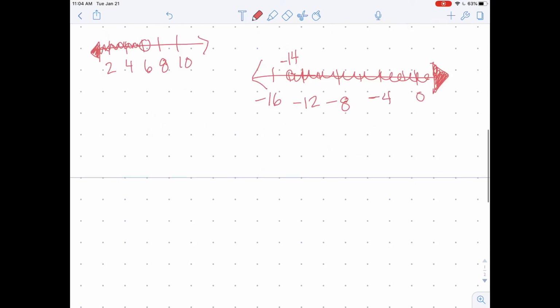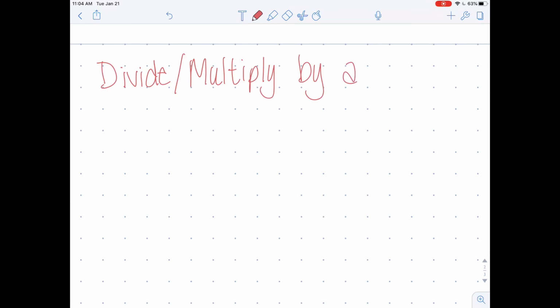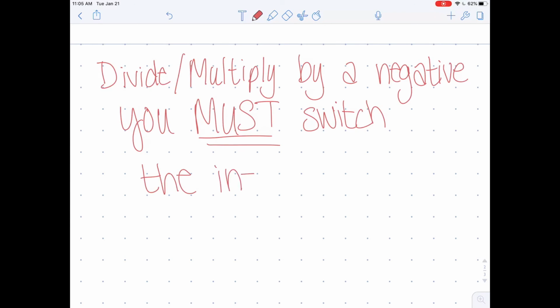And that's it. So, the only important rule is that if you divide or multiply by a negative number, you must switch the inequality. So if it's greater than, flip it to less than. If it's less than, flip it to greater than. Just flip it around. That's all you got to do. That is the only tricky rule to this entire lesson.